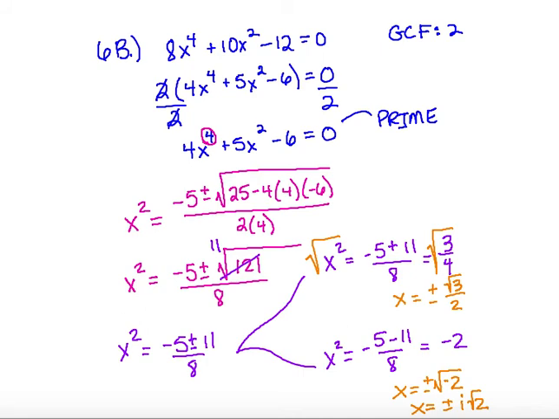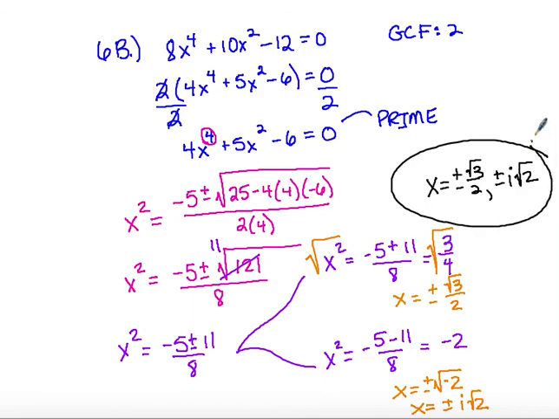So 4 answers on this problem. Our 4 answers are going to be positive and negative square root of 3 over 2 in addition to positive and negative i square roots of 2. So you can see that I have 2 real answers that are irrational, and 2 imaginary solutions.